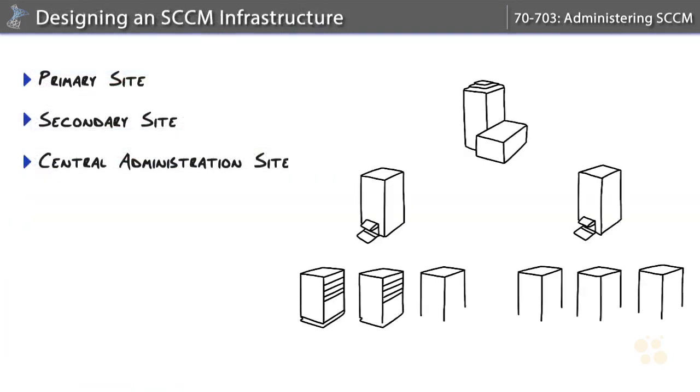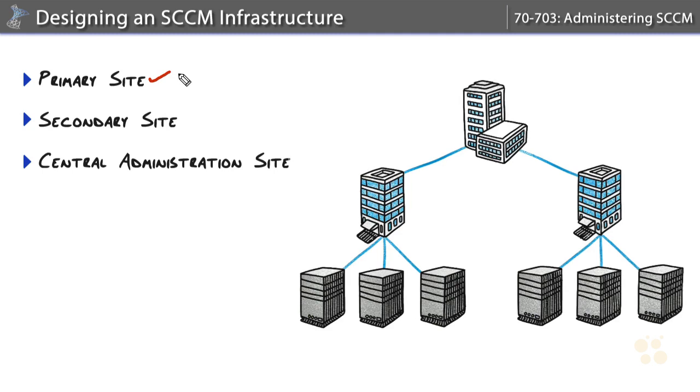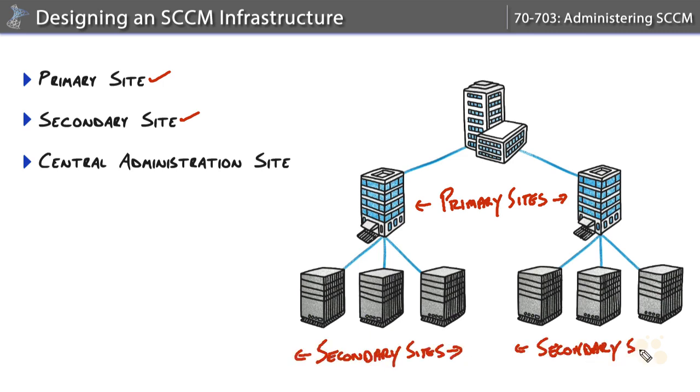Moving on, let's talk about site hierarchies. There are three kinds of sites that we can implement within a hierarchy. First up is the only required one, and that's a primary site. So you'll need at least one of these within your hierarchy, and it's used to support clients. Secondary sites are installed as children of primary sites. These secondary sites are used to extend the reach of your primary site to manage devices in locations that have a slow or latent network connection between the secondary site and your primary site.